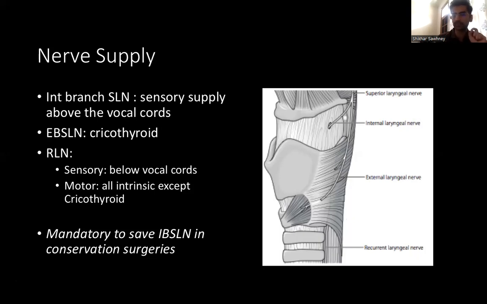The clinical importance of this knowledge is that in conservation laryngeal surgeries, it is important to preserve this nerve, that is the internal branch of the superior laryngeal nerve, as that would prevent aspiration in these patients in the post-op period.